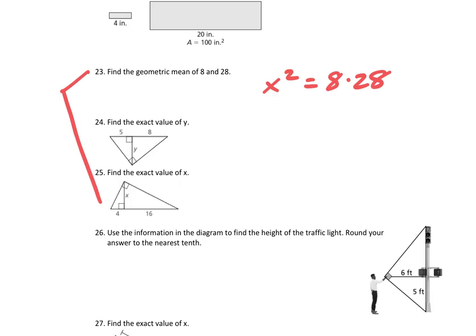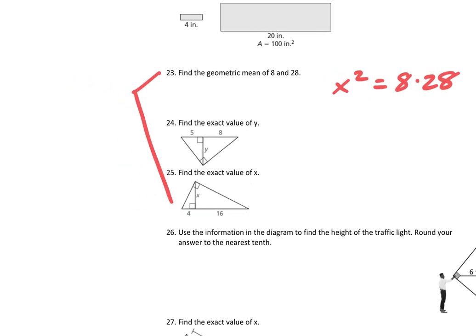On all three of these problems right here, we're going to leave it in simplest radical form. If you leave it as a decimal tomorrow on the test, you'll get counted off. Okay? So you have to know how to leave it in simplest radical form. I know it doesn't say that here, but that's what the exact value is talking about. So leave it in simplest radical form.